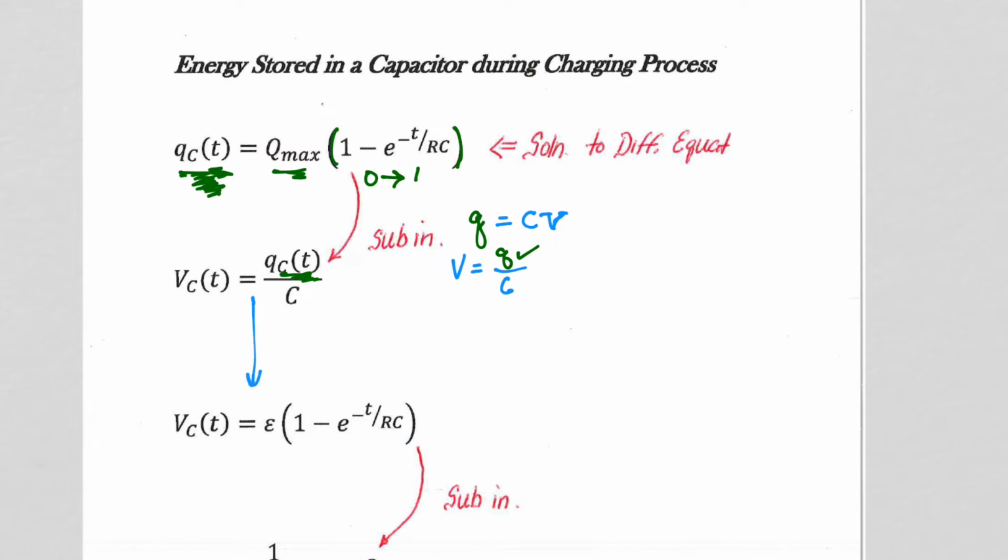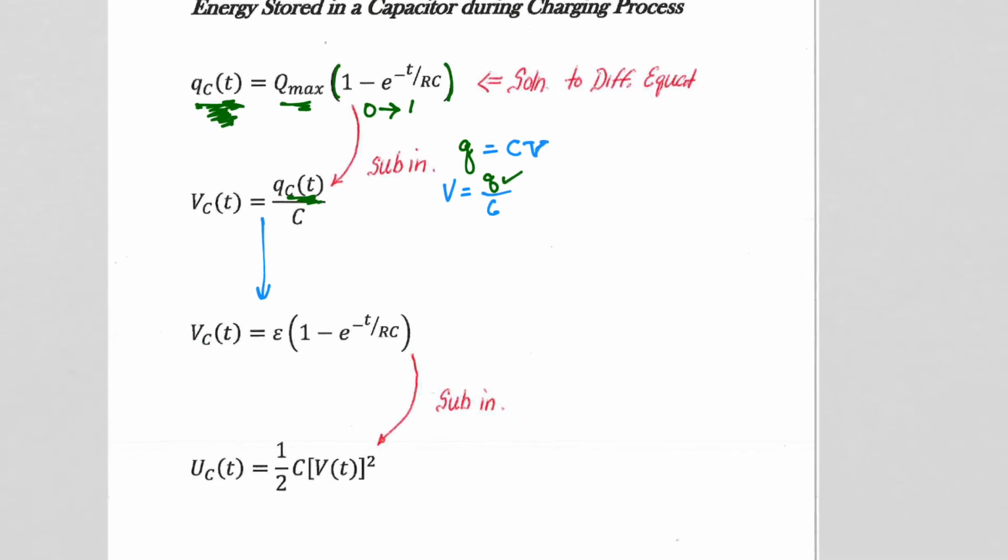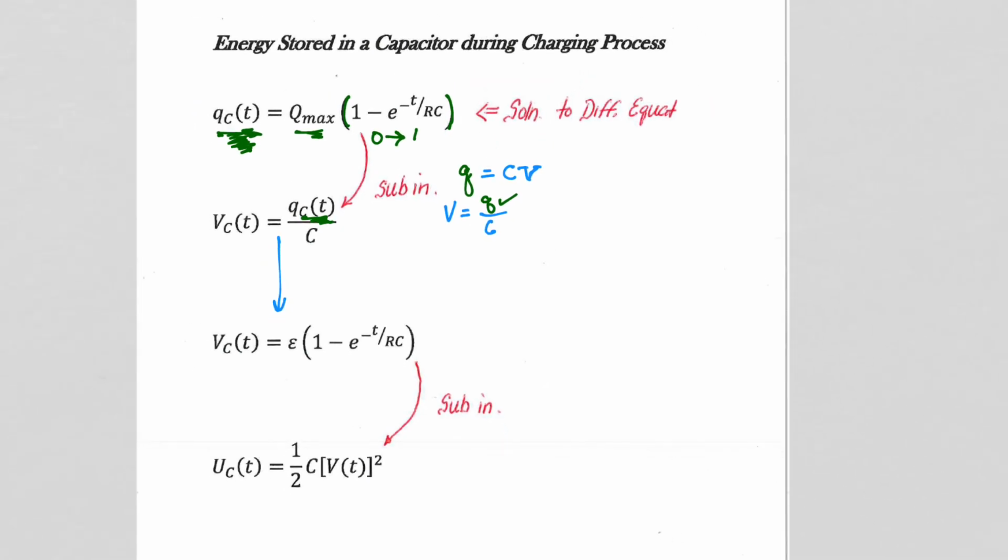So, and just like we saw on our last page of notes graphically, the voltage follows the charge based on the bracketed term being identical, 1 minus e to the minus t on RC, and of course that goes between 0 and 1.